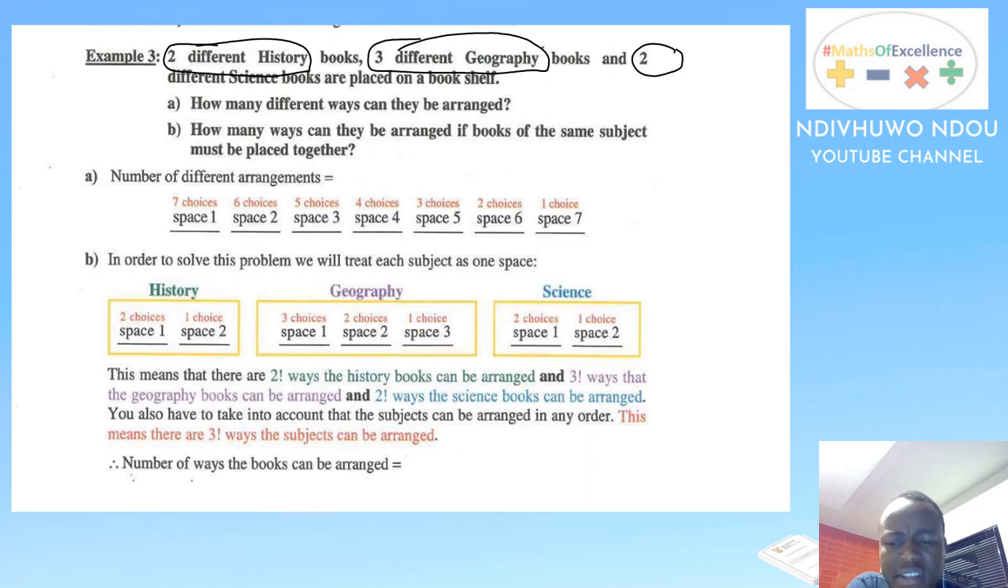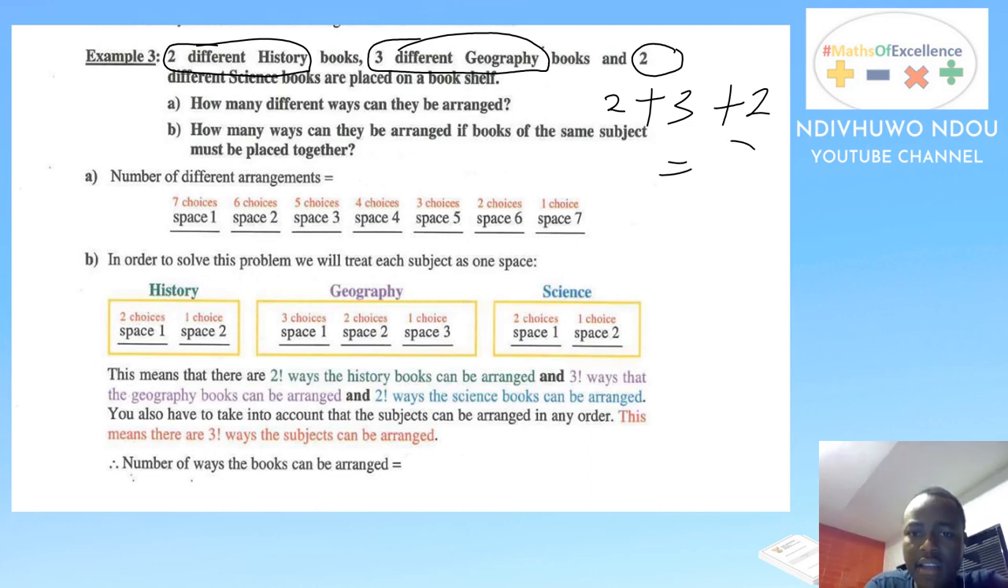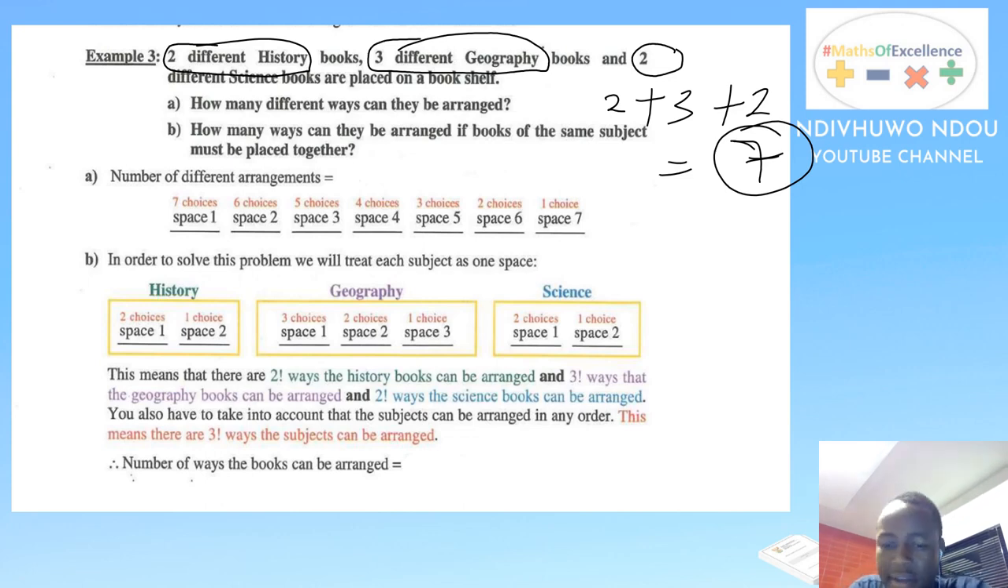Okay, before answering that question, you ask yourself, how many books, how many items, how many objects are there to arrange, right? It's 2 history books plus 3 different geography books plus 2 different science books. So in total, you have how many things that are there to be arranged? It's 7, right? So you have 7 total books that you want to arrange.